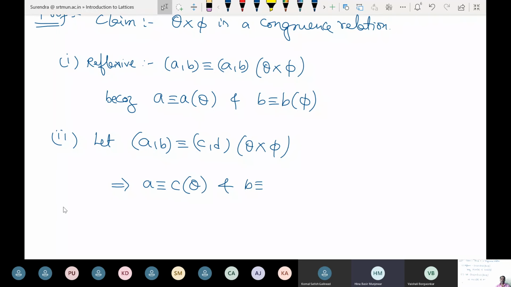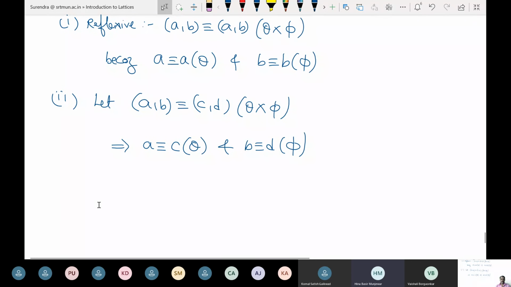And B is congruent to D modulo phi. Yes. But theta and phi are what? They are congruence equivalence relations. Yes, so they are equivalences.